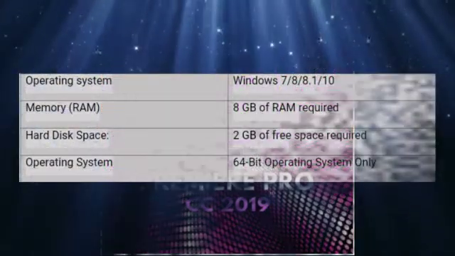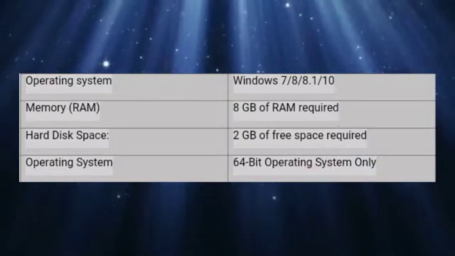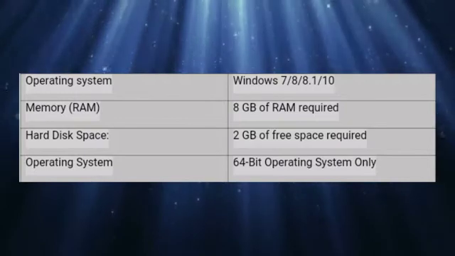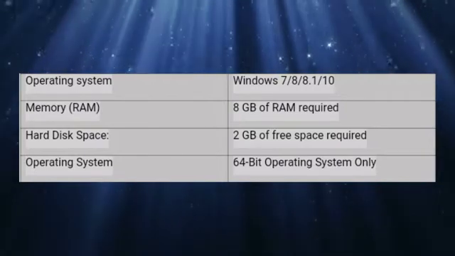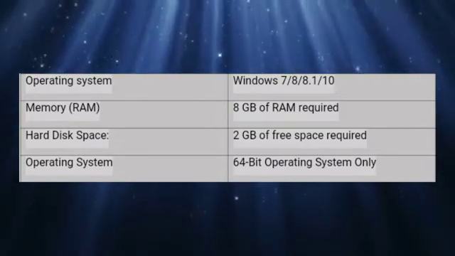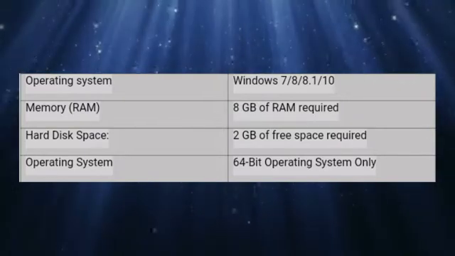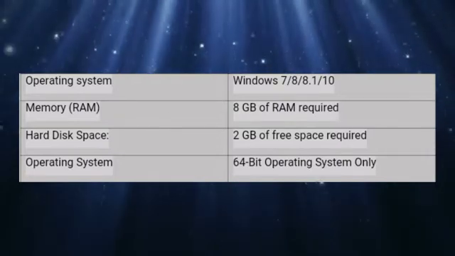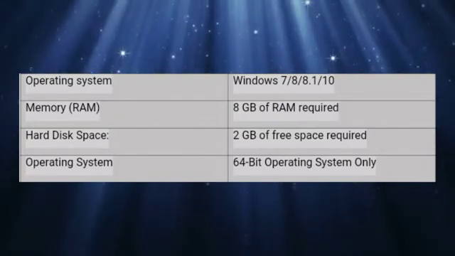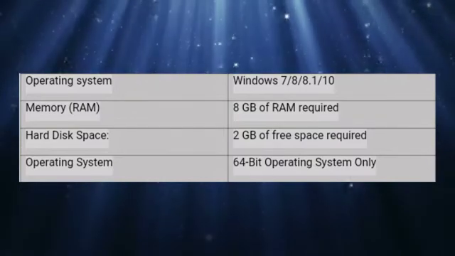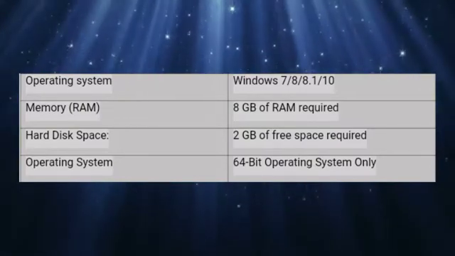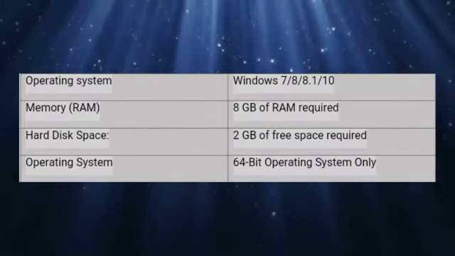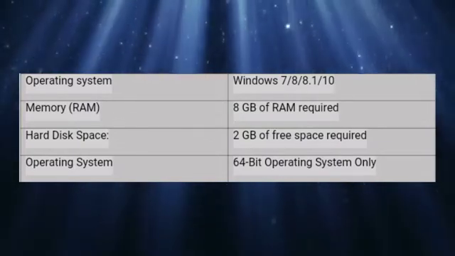The specification of this Adobe Premiere Pro CC 2019: the operating system supported is Windows 7, 8, 8.1, and 10. The memory of this Adobe Premiere Pro CC 2019 is 8 GB of RAM required. The hard disk space is 2 GB of free space required. The operating system is 64-bit only.